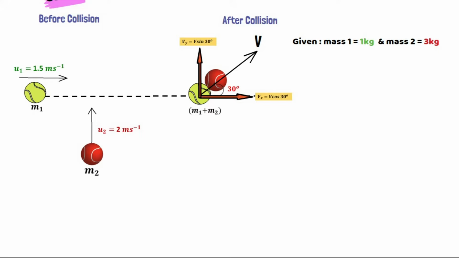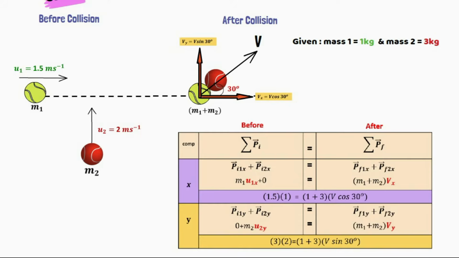And given that mass 1 equal to 1 kg and mass 2 equal to 3 kg, so let's write the equation of X and Y component correctly. So, total momentum initial in X component equal to total final momentum in X component. Ingat ya, X dengan X, Y dengan Y.